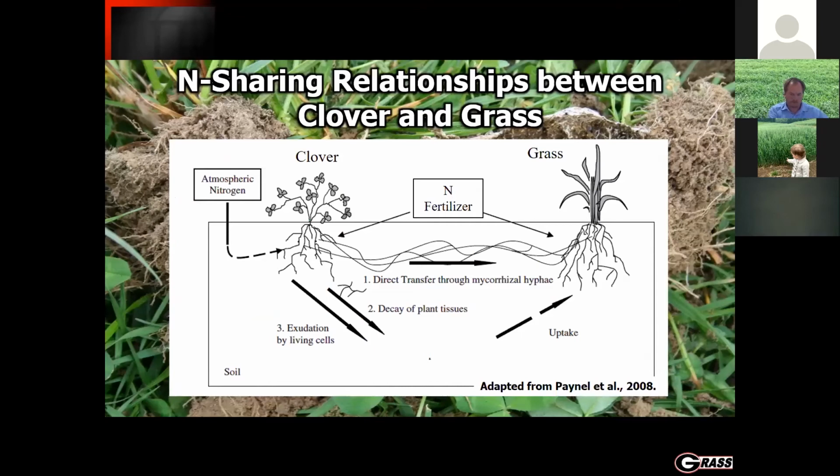This is a chart that was shared with us a few years ago, which looks at that sharing of nitrogen between a clover and grass species. And we see that there is a little bit of direct transfer through mycorrhizal hyphae from one plant to the next, but it's very minor. Then we have a decay of some plant tissues, and as those nodules or root parts slough off and decay, you'll get a little bit of a breakdown and availability there. But a lot of it is by exudation, by living cells, of that material that's then converted into ammonium and amino acids, broken down by microorganisms, and then that material is actually available to the grass plant.